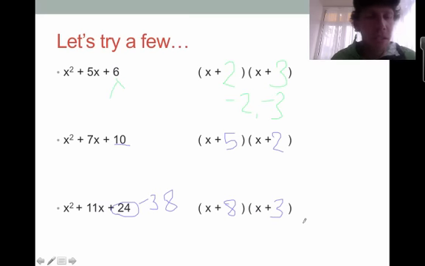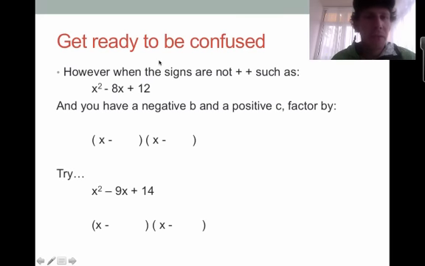Again, if you want to see any of those done again, just rewind the video. You can try it again. All of those are when we have x squared plus bx plus c. So the signs are not always the same.